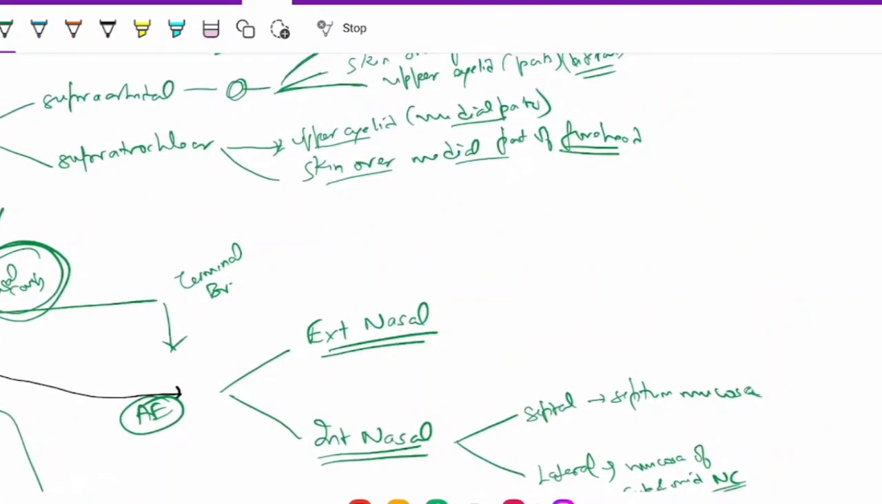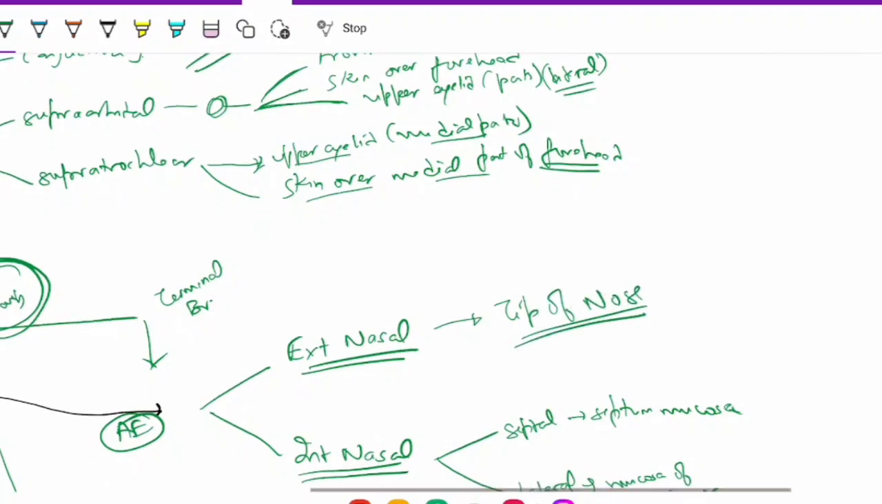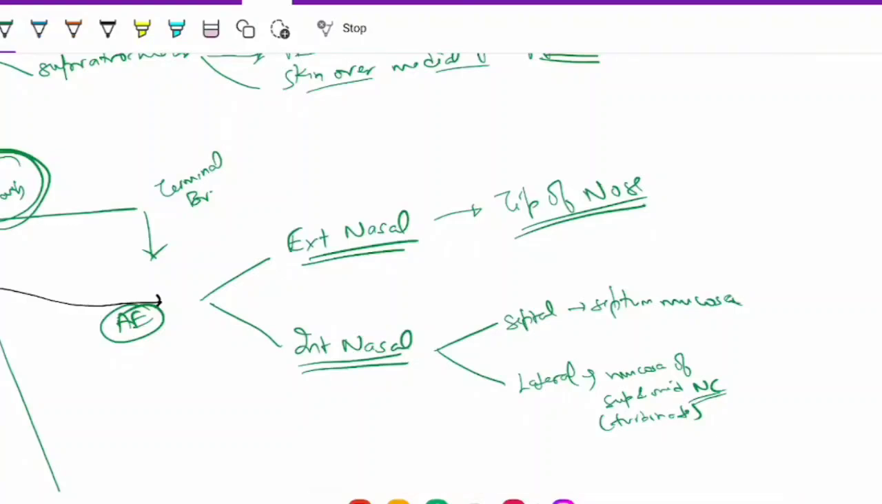Now, what about external nasal? At the border between the lower edge of the nasal bone and the upper edge of the cartilage, the external nasal supplies the tip of the nose. Now, remember this one important thing. The rest of the lateral nose, the nose you touch from the sides, is supplied by maxillary. Only the tip is supplied by ophthalmic. When you touch the tip of your nose, you are stimulating ophthalmic. But when you touch the rest of your nose, it is being supplied by maxillary. So we'll remember this detail because it is helpful.